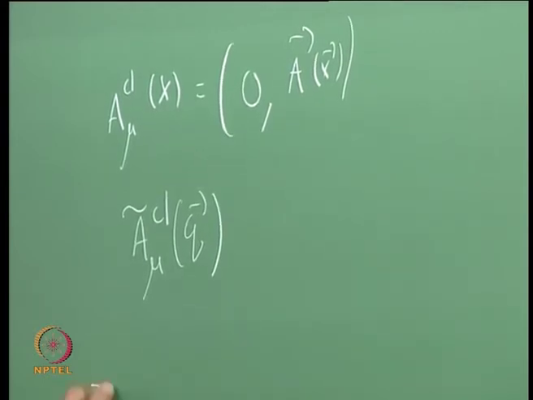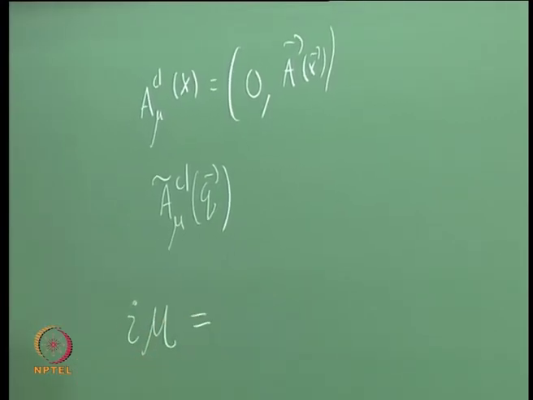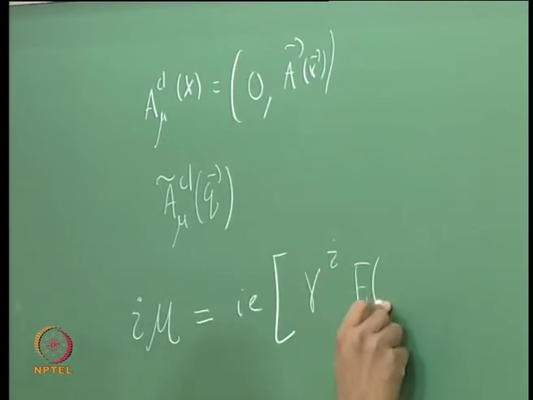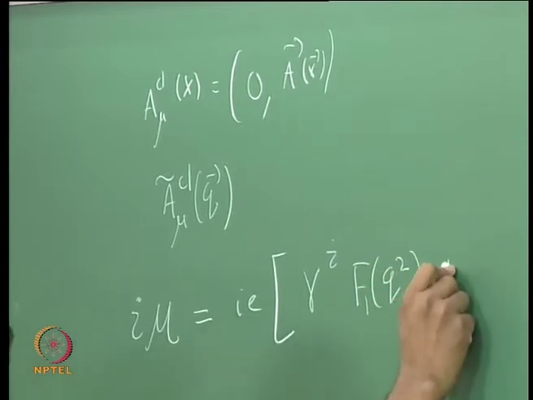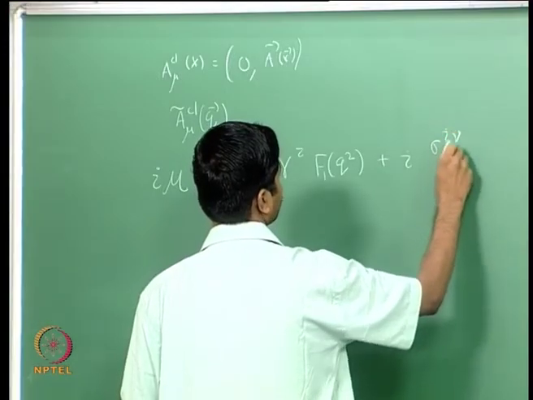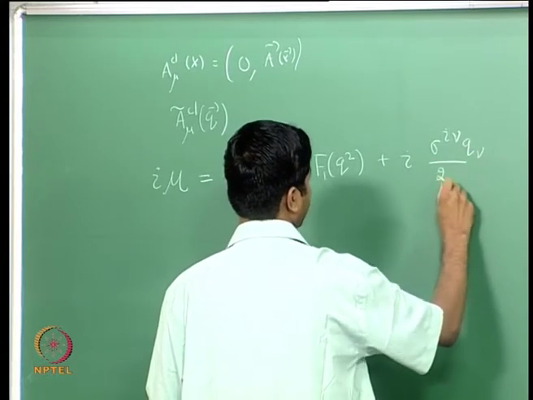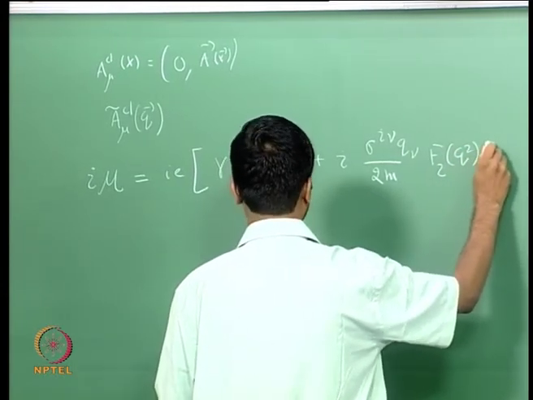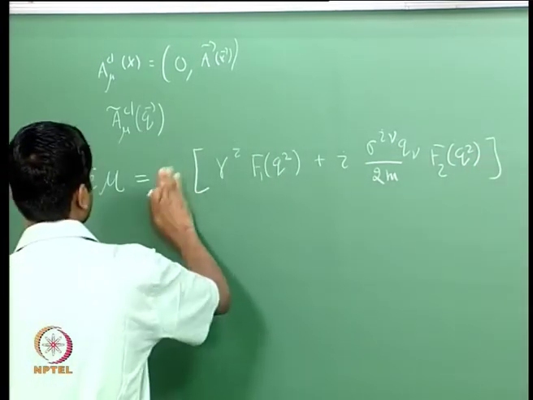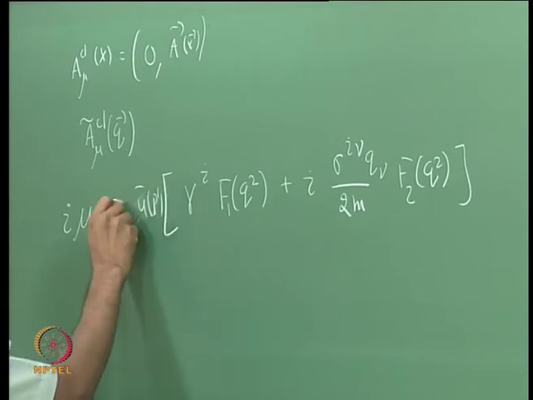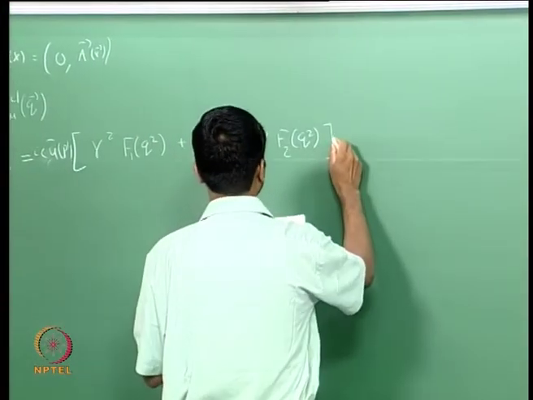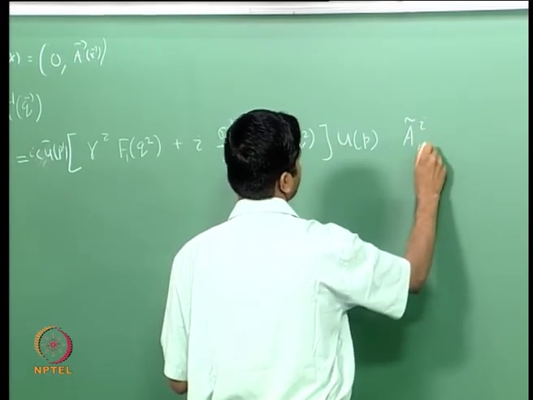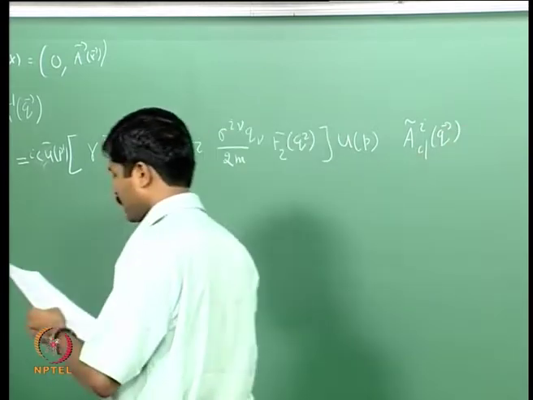the Feynman amplitude for the process is given by iM equals ie, ū(p′)[γ^μ F1(q²) plus iσ^μν q_ν divided by 2m F2(q²)]u(p), times Ã_μ classical of q. This is the Feynman amplitude.